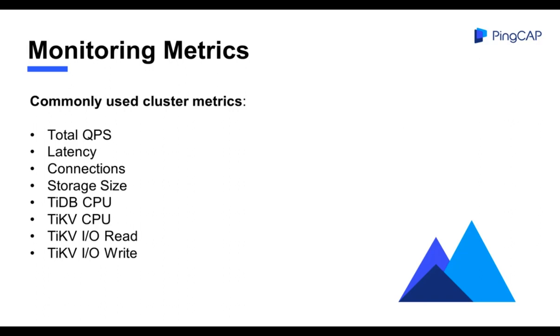There are several commonly used cluster metrics. The metrics currently available in TiDB Cloud include total QPS, or total queries per second, latency, or query processing time, connections, which refers to the number of server connections, storage size, which is the physical space required, TiDB CPU, or TiDB's usage of processing resources, TiKV CPU, which is TiKV's usage of processing resources, TiKV IO read, which is TiKV's read requests, and TiKV IO write, which is TiKV's IO write requests.